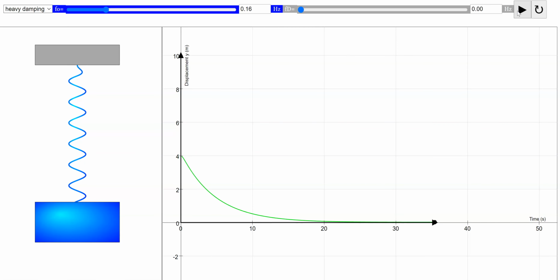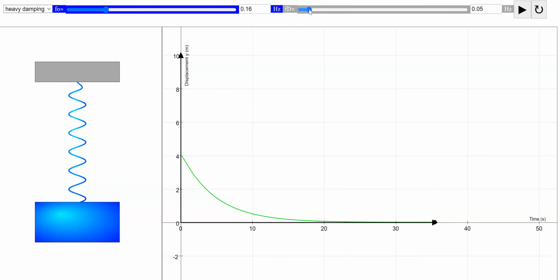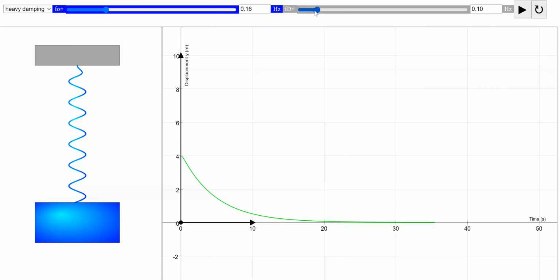Okay. Now we are going to introduce a force. Here they don't give us lots of control of the force, but we can change the frequency of the force. I'm going to use a force frequency of 0.1. I want to make, on purpose, the frequency of the force different from the natural frequency of the system. Natural frequency is 0.16 hertz and the frequency of the force is 0.1. Here I'm setting it up.